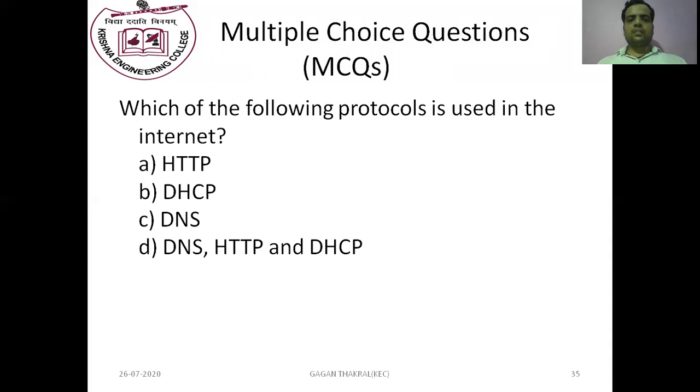Next question, which of the following protocols is used in the internet? A, HTTP; B, DHCP; C, DNS; D, DNS, HTTP and DHCP. In the internet, we use HTTP, Hypertext Transfer Protocol, for information exchange. DNS, domain name system, is used to convert an IP address into a domain and a domain into an IP address. And the Dynamic Host Configuration Protocol, DHCP, is used to assign a dynamic IP address to the machine. So we can say that all three protocols, DNS, HTTP and DHCP, are used in the internet.